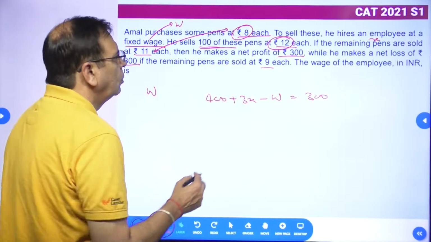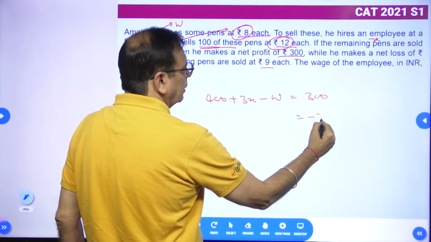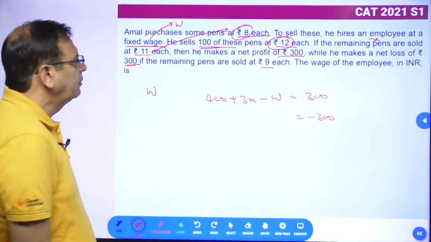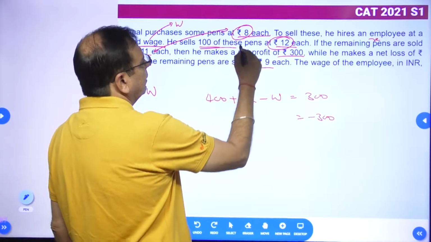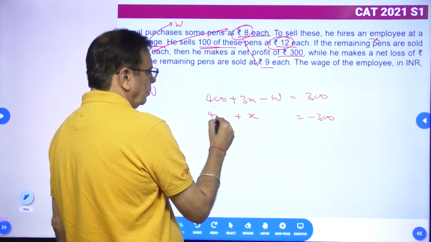Now, while he makes a net loss of 300 rupees, if the remaining pens are sold at 9 rupees each, what does it mean? X rupees.